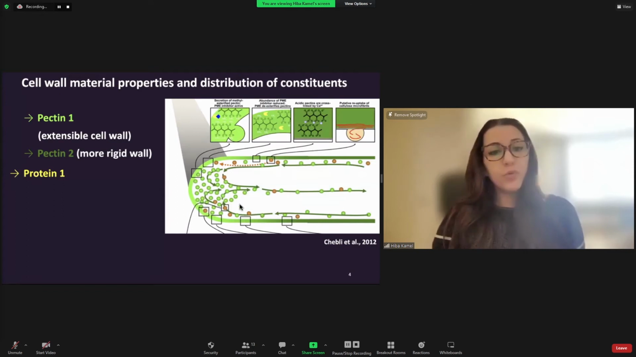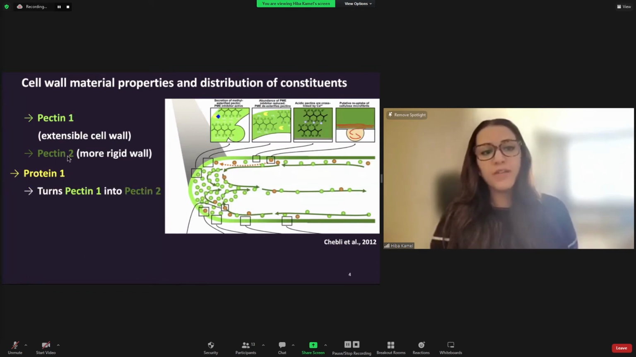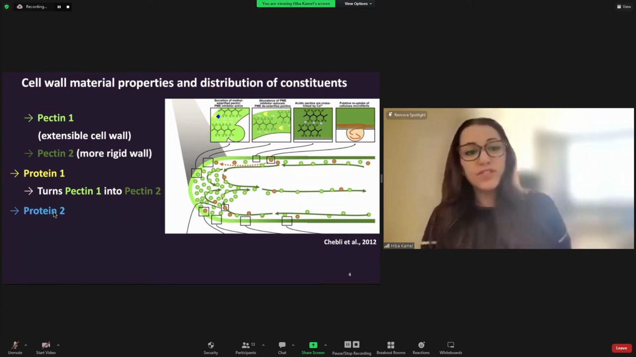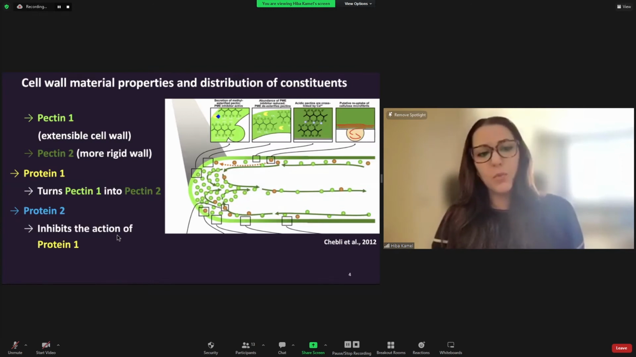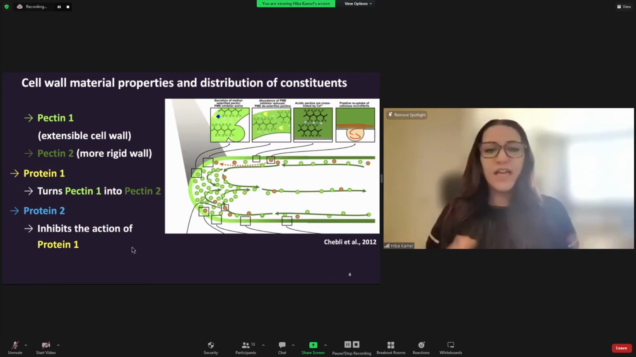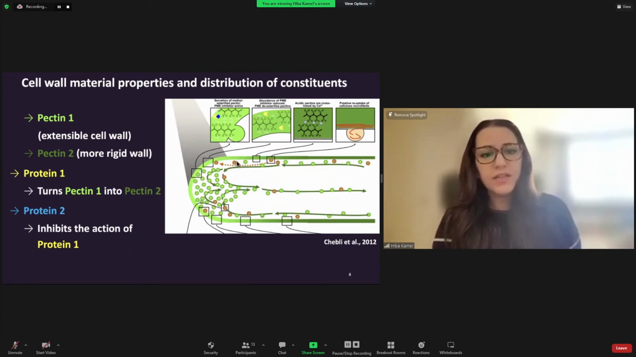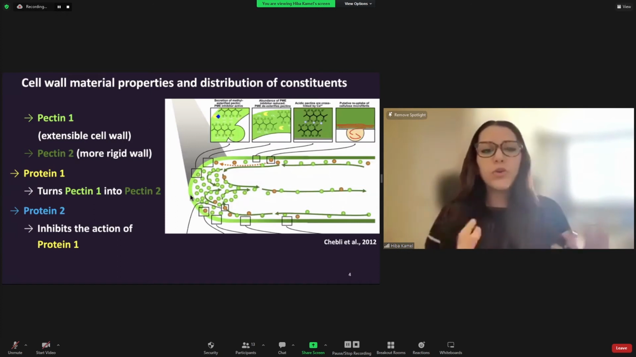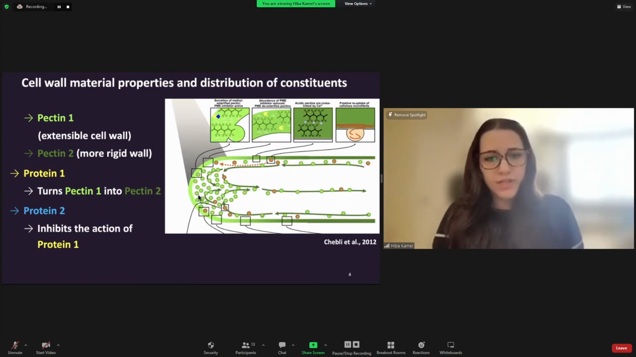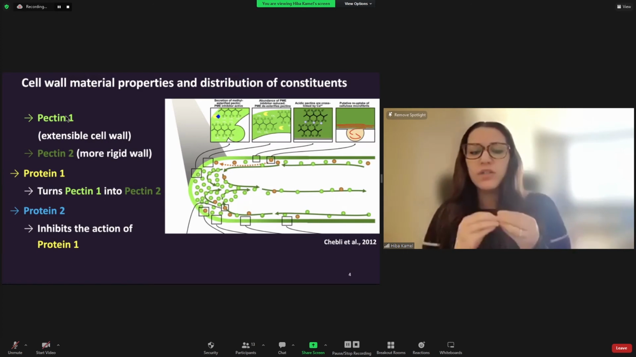And then we have protein 1, which turns pectin 1 into pectin 2, but it only does that in this region and not that region. And why? It's because protein 2 inhibits protein 1. All of this together, you do not have to understand the detail, but all of these elements that are secreted into the cell wall all work together to make the cell wall stretchy at the tip and more rigid at the base or the shank. So these components are actually produced inside the cell.